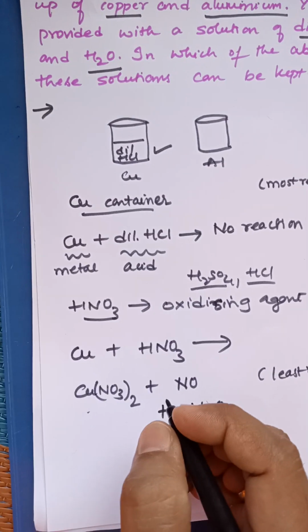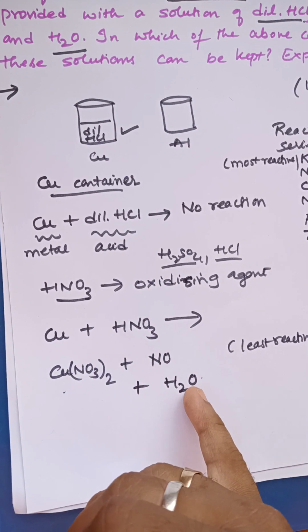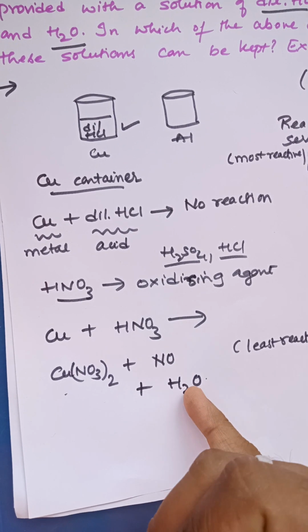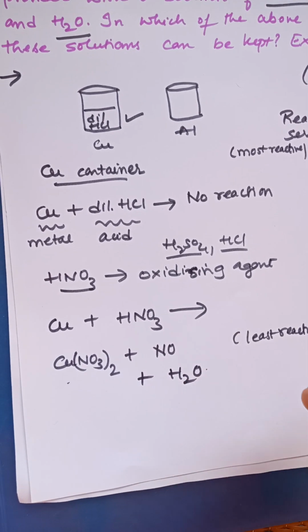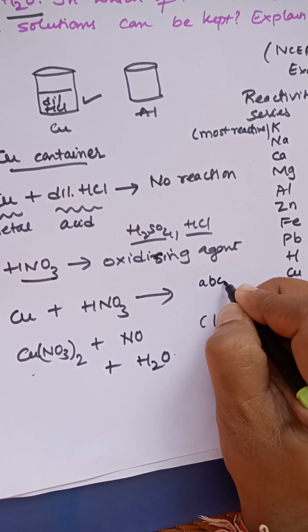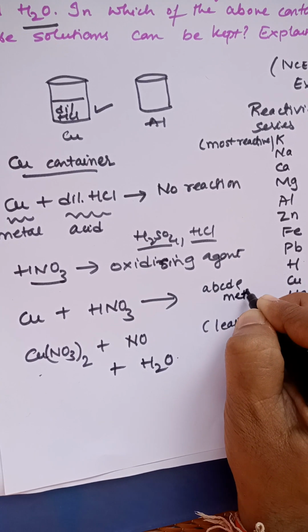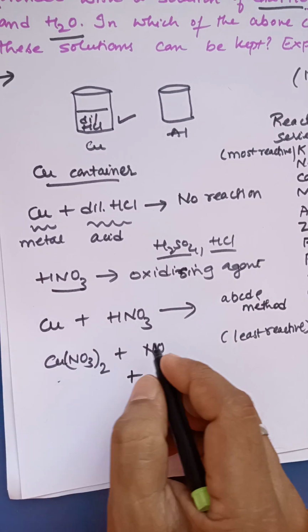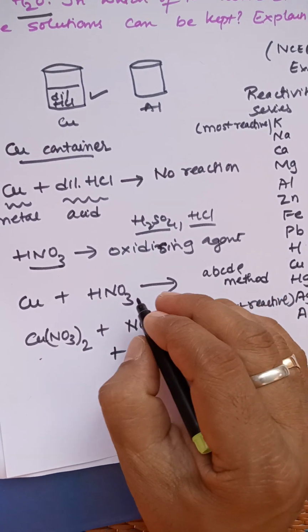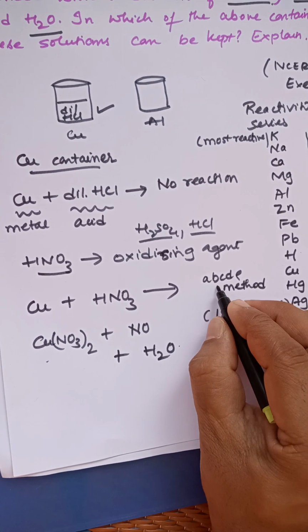So how do we balance this? Balancing of this equation is a bit difficult by using the hit and trial method. There is an alternative method called the ABCD method. Using that method, you can easily balance this. So how to balance this particular equation by using the ABCD method?